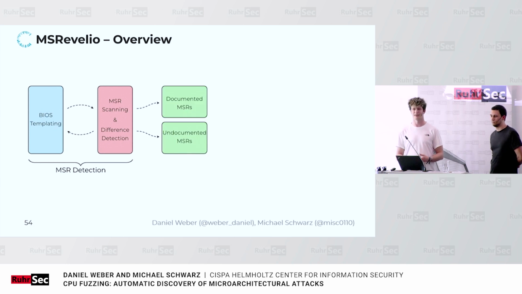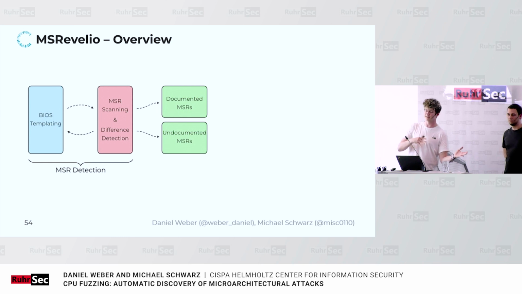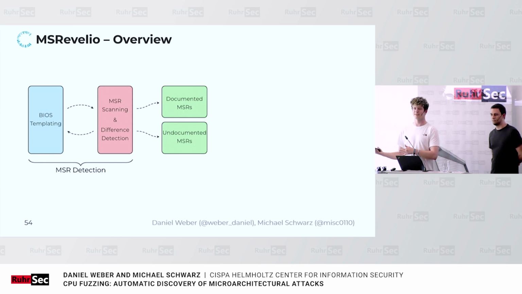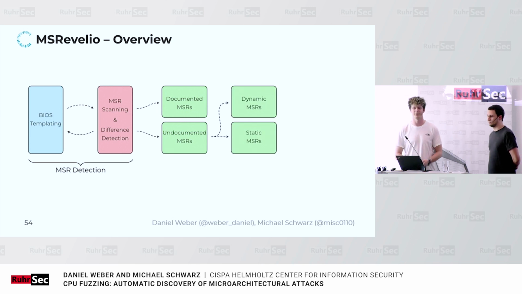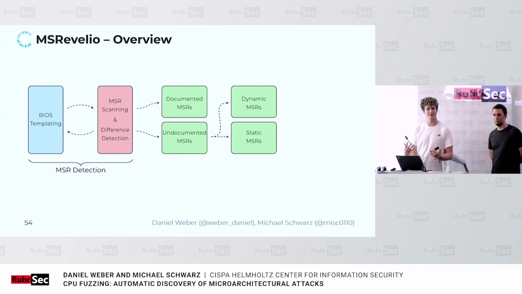So naturally, the first thing we do is we split them into documented, so the boring ones, and the undocumented MSRs. So that's the really cool stuff. Then we split them again into different categories, the dynamic MSRs. They change their behavior or their value on their own. So probably they expose some information like temperature or something. And the static MSRs. They do not change their value, so we can probably use them to reconfigure something.